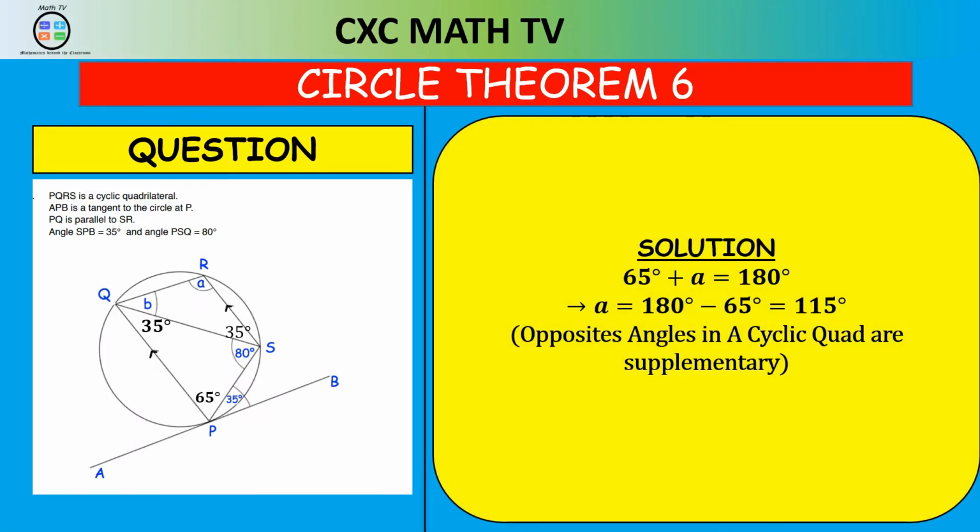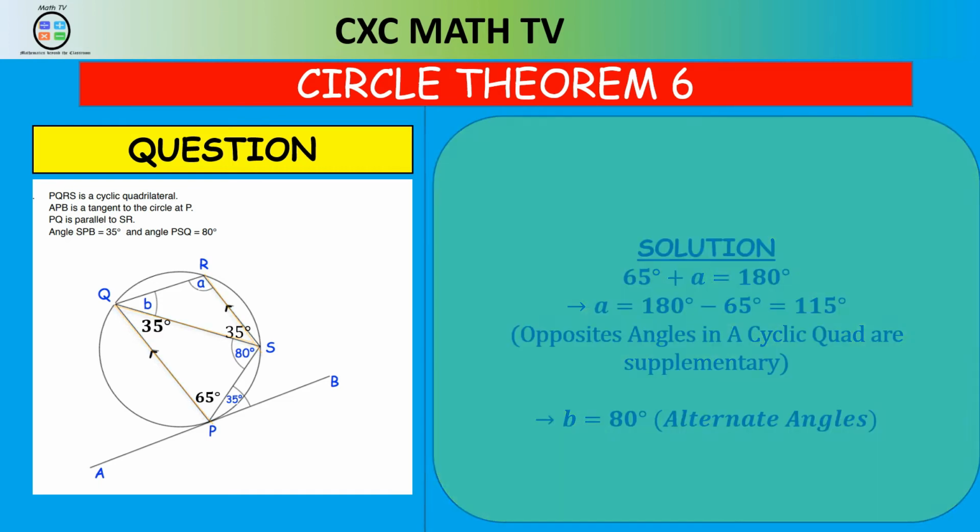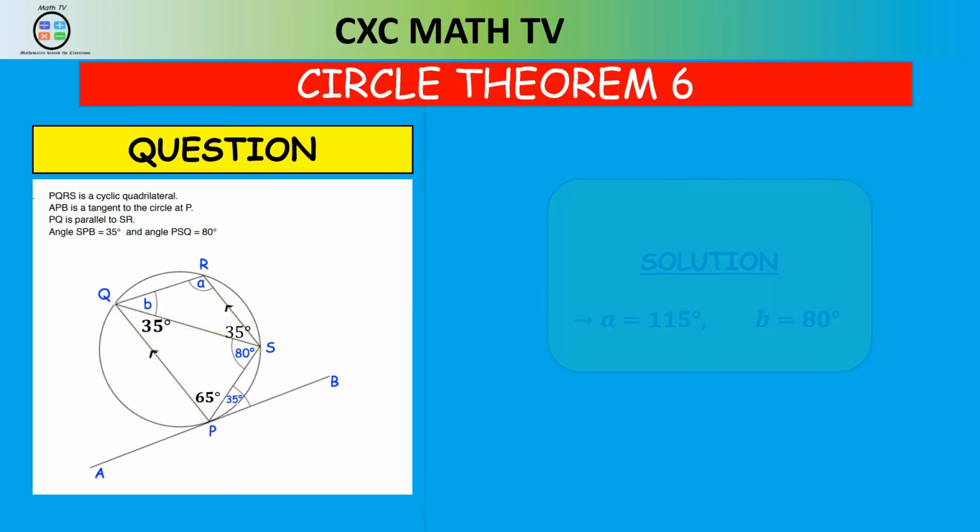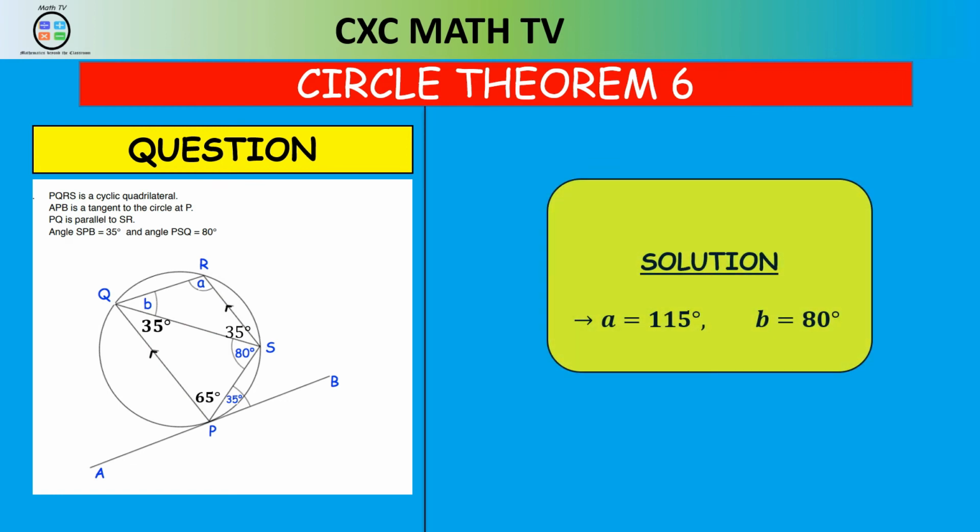Or you could have done it this way and realize that those two angles are 35 by using Z angles. You could have done it that way as well. So now to find angle B is 80 degrees by using Z angles, the alternate angle theorem. So you can always bear those theorems in mind when you're doing circle theorem questions. Alright, so angle A, just to summarize, is 115 degrees and angle B is 80 degrees.